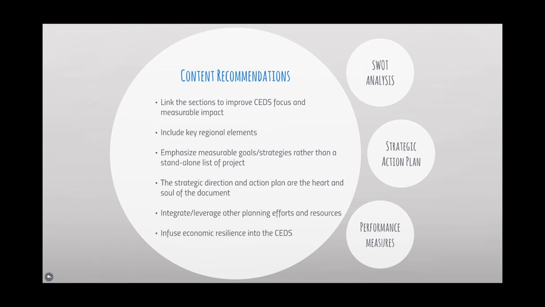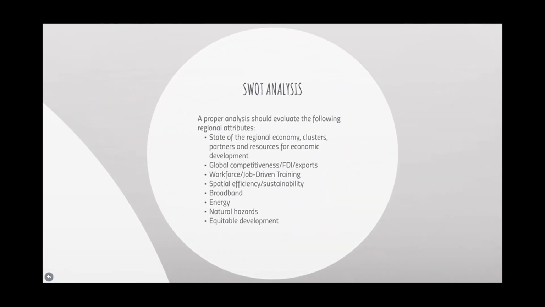The SWOT section, or Strengths, Weaknesses, Opportunities, and Threats, for those who are not familiar, recommends assessing a wide variety of regional attributes. And those attributes can include everything from the state of the regional economy, clusters, partners, and resources for economic development. It can include global competitiveness, FDI exports, workforce job-driven training, spatial efficiency and sustainability, broadband, energy, natural hazards, equitable development. All these things can be included in a SWOT analysis. We're going to dive deeper into a SWOT analysis in a future section.